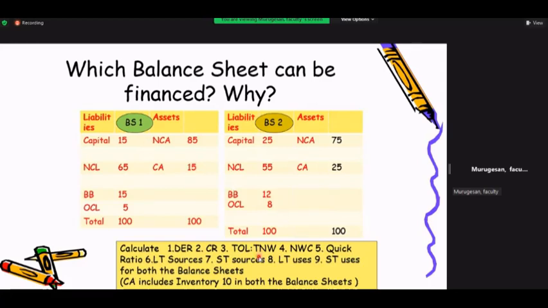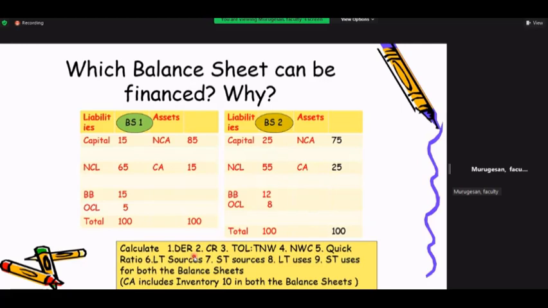Okay. Third parameter done. What is the fourth parameter? Here NWC is negative. Current assets are 15, current liabilities are 20, so NWC is 15 minus 20, minus 5. But here it is positive: 25 minus 20, plus 5. So this company again scores better than the other.